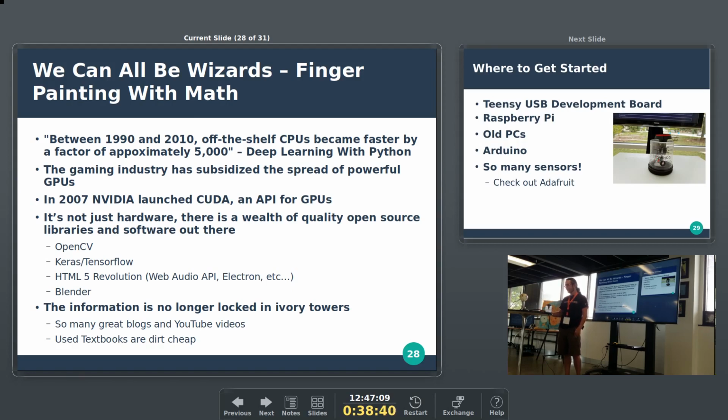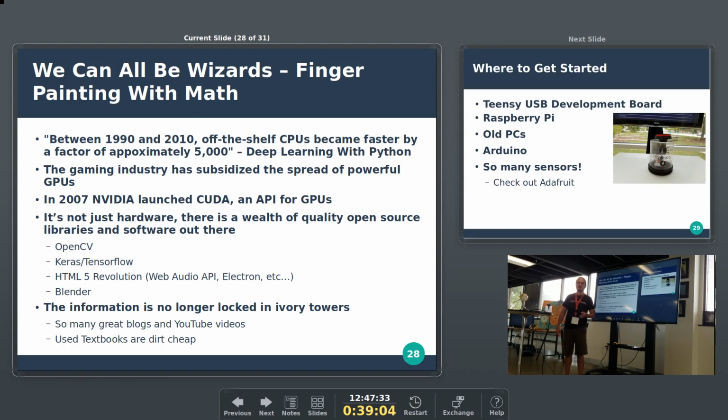And in addition to the hardware and the software being more available, I think the information about how to use all this stuff is more available than it's ever been. There's so many great blogs and YouTube videos out there that really distill this information down and make it understandable for the everyday person.